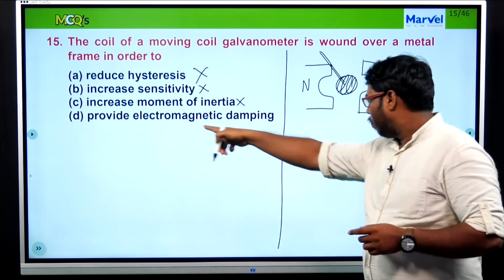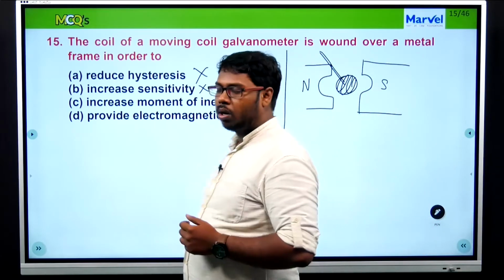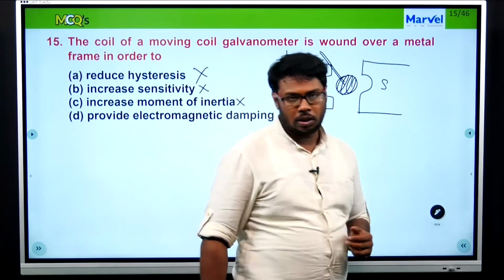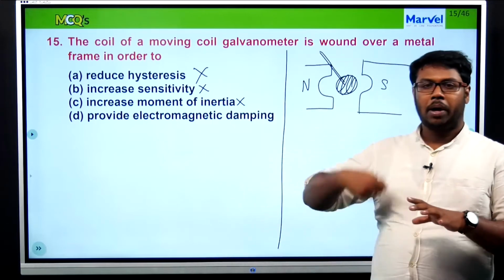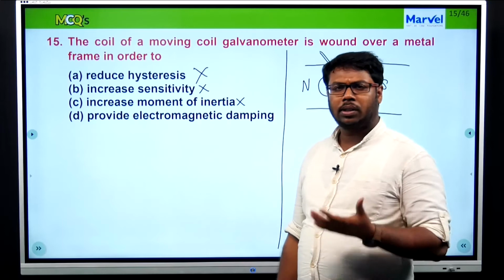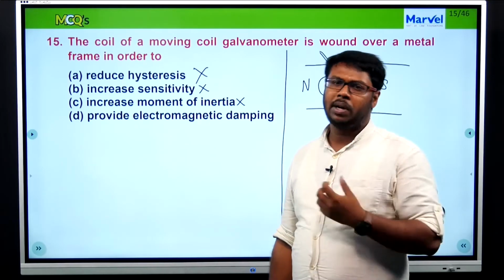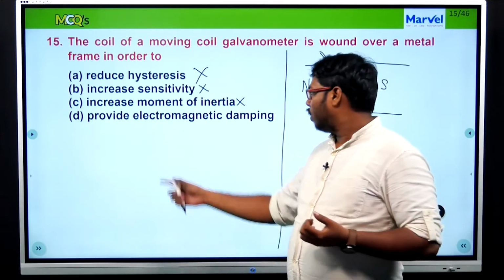So to provide the electromagnetic damping is the correct answer in this question. By winding the coil over a metal plate, it causes an electromagnetic induction effect to damp it down. That is why we do that.